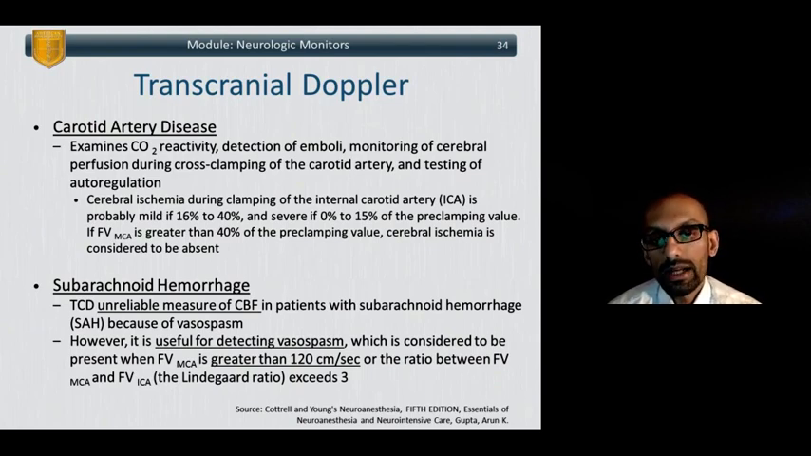In cases of subarachnoid hemorrhage, transcranial Dopplers are an unreliable measure of cerebral blood flow because of the concept of vasospasm, but it can be useful for detecting vasospasm, which is considered to be present when the flow velocity of the middle cerebral is greater than 120 centimeters per second, okay? Or the ratio between the flow velocity of the middle cerebral and the flow velocity of the internal carotid exceeds about 3. So that's where your utility of the transcranial Doppler is really going to be in play for patients with subarachnoid hemorrhage.